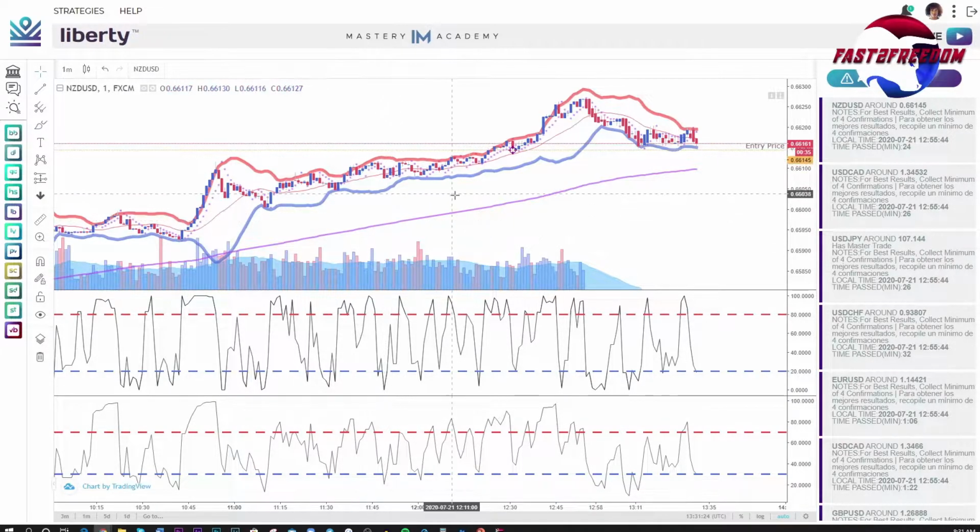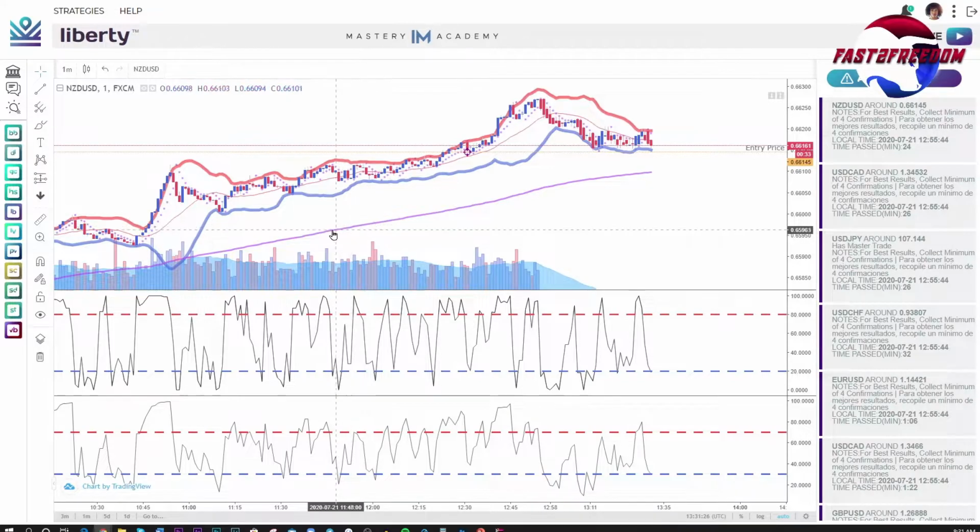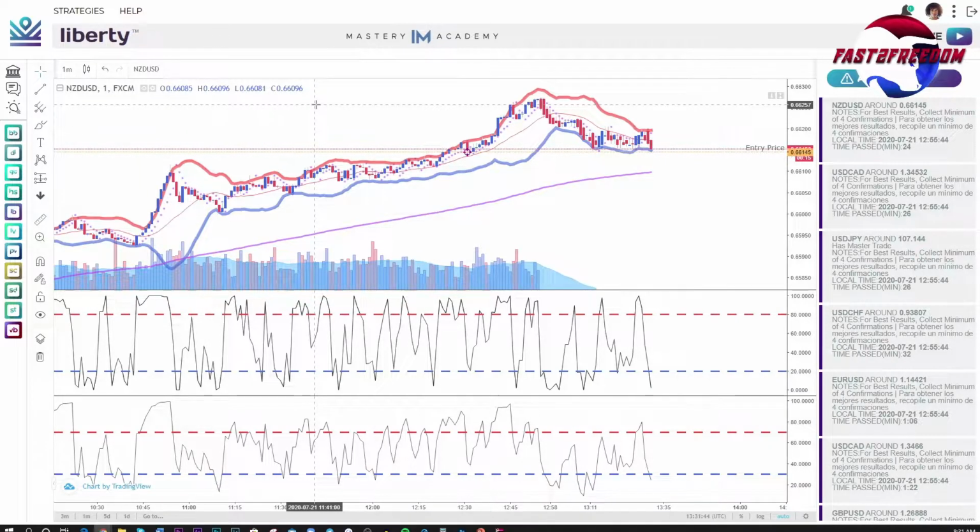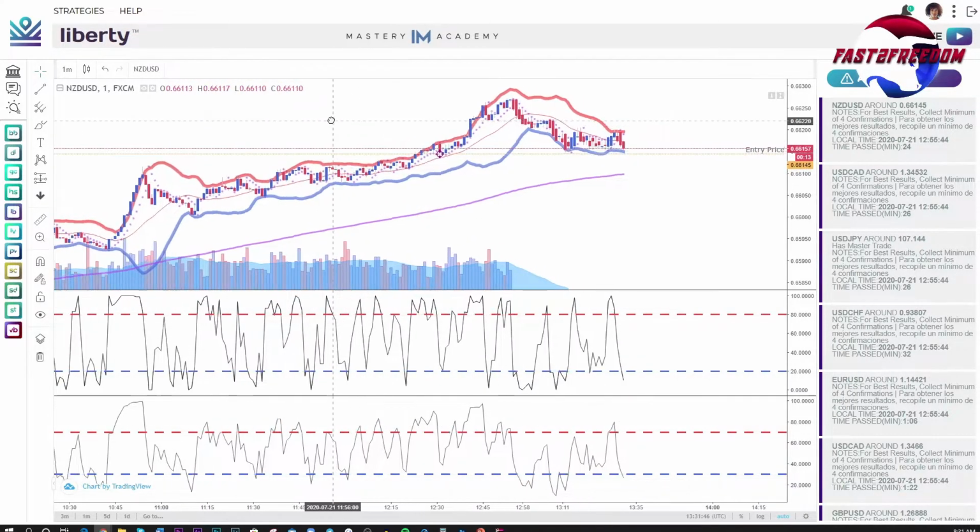Okay, so if the 200 EMA is on the bottom, you can see that it is going to be an uptrend. If the 200 EMA, which is this purple line, is on the top, then that means the overall trend is going down. It is a bearish trend.